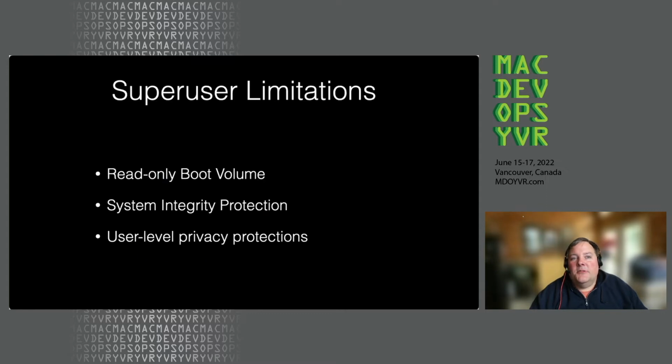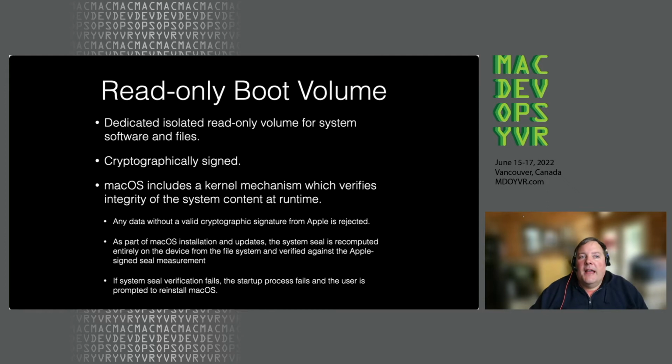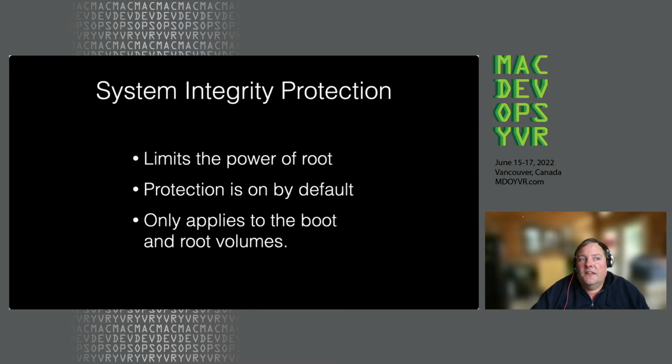Apple has implemented a number of security features, which, among other things, limit the power of root and admin users. The most recent change is the moving of macOS's system software to a read-only isolated boot volume as of macOS Catalina. And this boot volume is cryptographically sealed as of macOS Big Sur. If the seal is tampered with, macOS won't boot, and it must be reinstalled. And to limit what the super user can do and add another layer to macOS's security model, Apple has developed System Integrity Protection, or SIP.